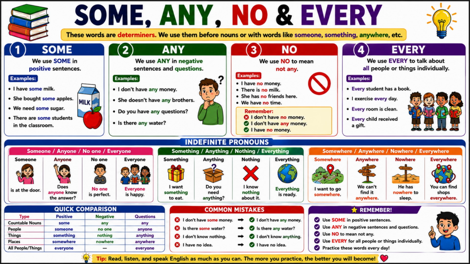Indefinite pronouns. Someone, anyone, no one, everyone. Someone is at the door. Does anyone know the answer? No one is perfect. Everyone is happy.